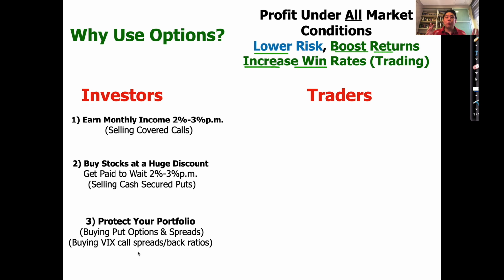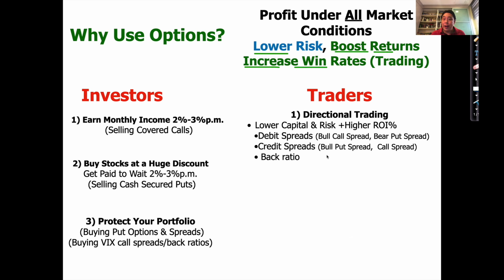Now, when it comes to short-term trading, there are many strategies that you're going to learn in options. We have directional trading. So what's directional trading? It's when you take a bet on the direction of a stock or the market. For example, if you are bullish, you go long. You want to buy low, sell high. If you're bearish, you go short, sell high, buy low. So instead of buying the stocks itself, we can use options to replicate the stocks.